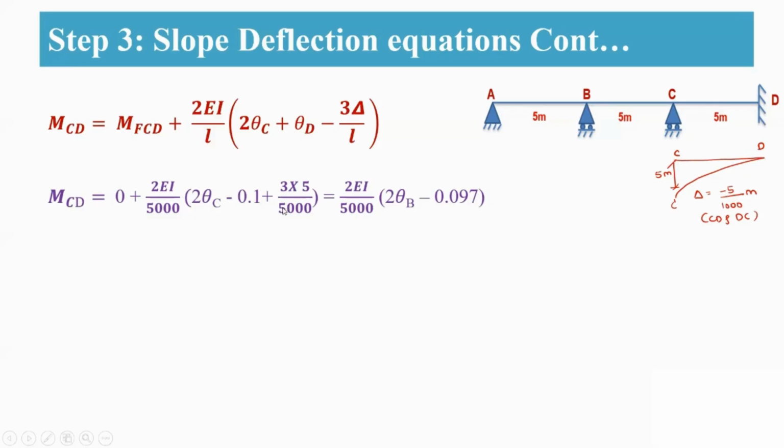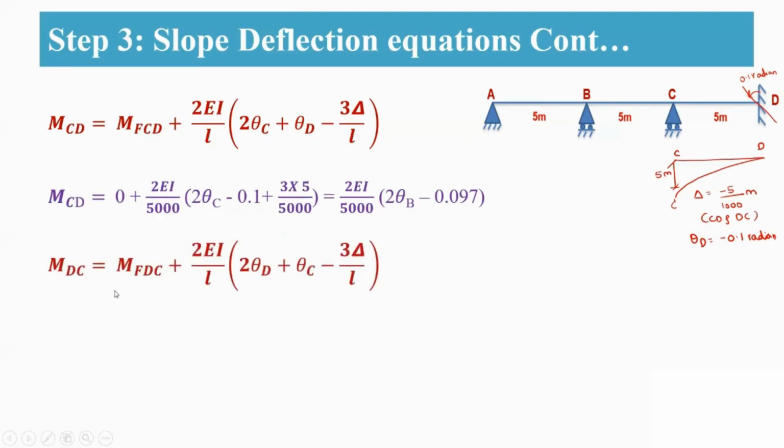Here the span is 5 meters, so it is 5000. And one more thing is that here you are having a rotation, which is in the anti-clockwise direction of 0.1 radian. That means you are going to substitute theta D equal to 0.1 radian, but with a negative sign. So theta D is minus 0.1 and delta will be equal to minus 5 by 1000. The span is 5 meters, so you are going to substitute in this equation.